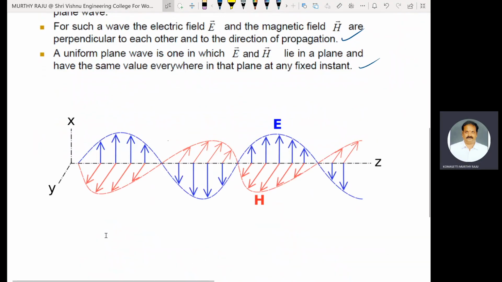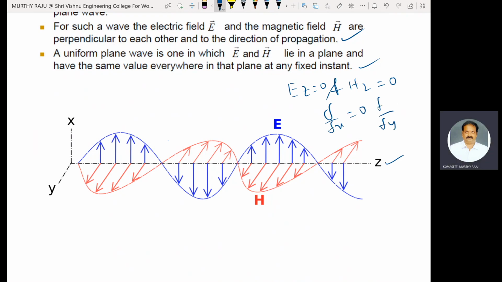This is the electromagnetic wave propagation along the z direction. There is no Ez component and no Hz component along the z direction. That means Ez is equal to 0, Hz is equal to 0. There is no variation along the x direction and along the y direction. Dou by dou x is equal to 0. Dou by dou y is equal to 0.